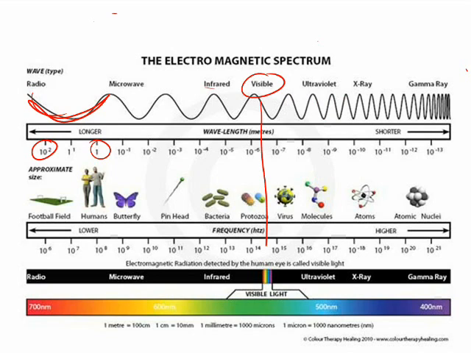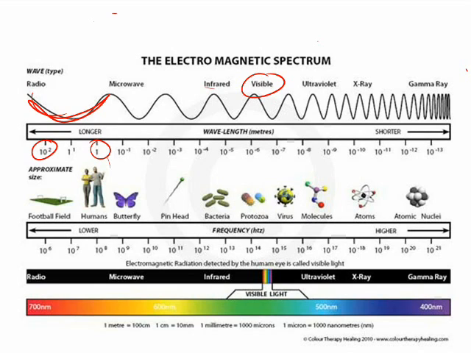And if we go way down here, this is also something that is pretty cool. This is a scale of how big these wavelengths are. A football field is how big a radio wave is. Humans are as big as those microwaves. All right, so these are approximate sizes.